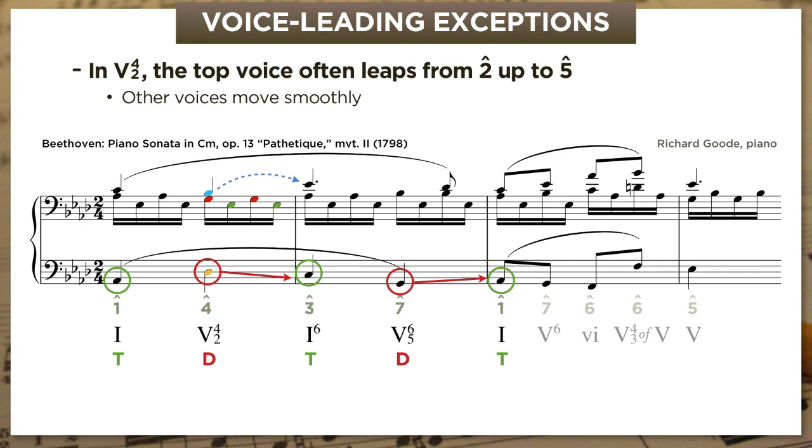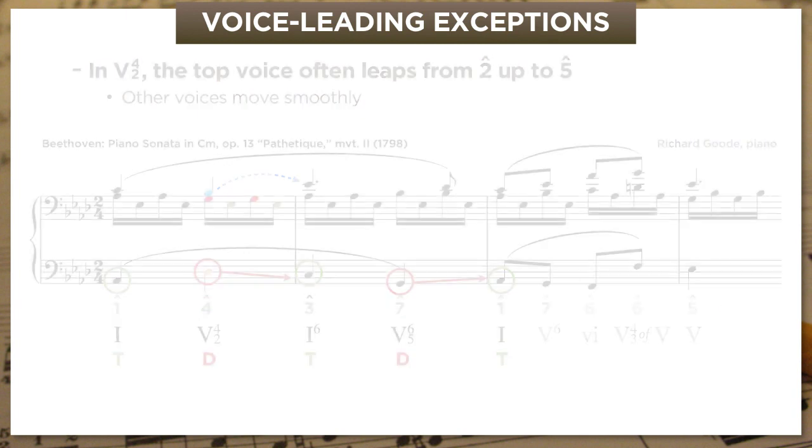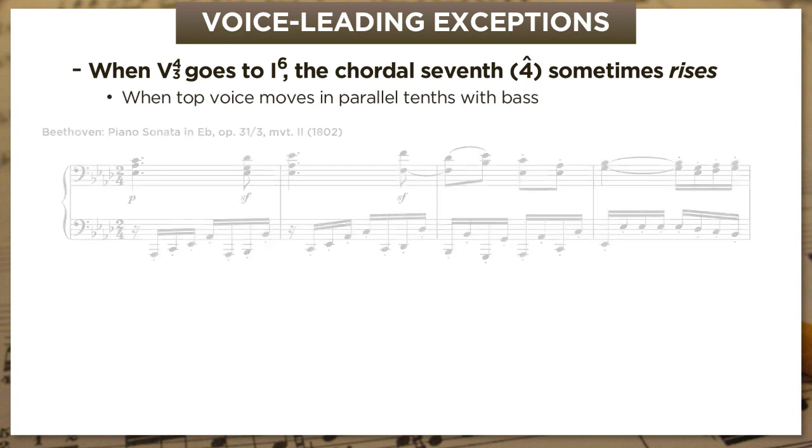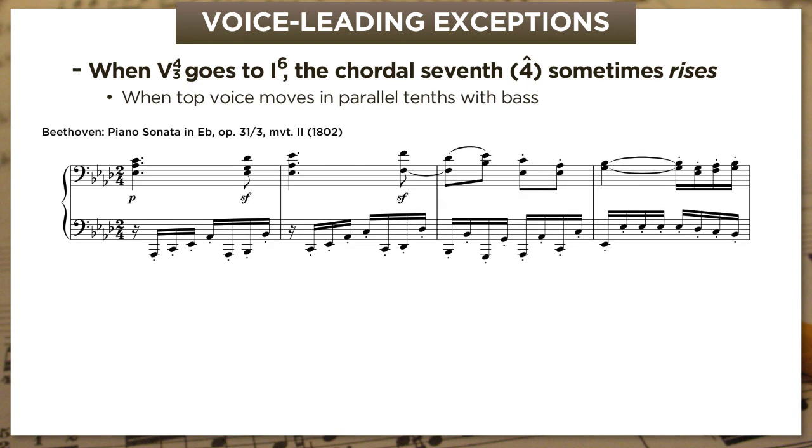Our second and final voice leading exception has to do with 5-4-3. When 5-4-3 goes to 1-6, the chordal 7th sometimes rises rather than falls. This typically happens when it's in the top voice, moving in parallel tenths with the bass. So here's the opening of the scherzo from Beethoven's 3rd, Opus 31 Piano Sonata.